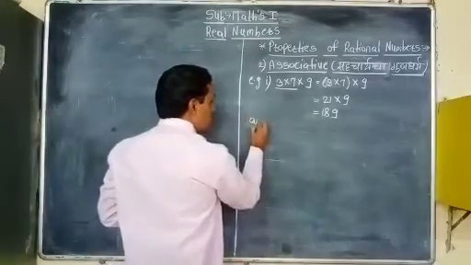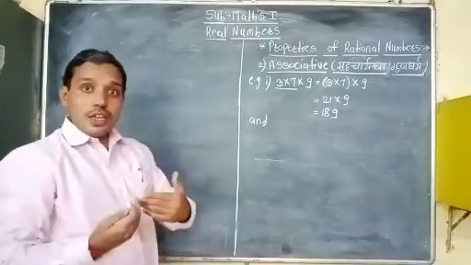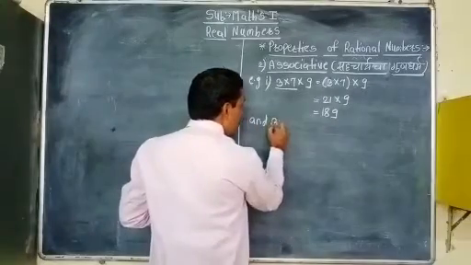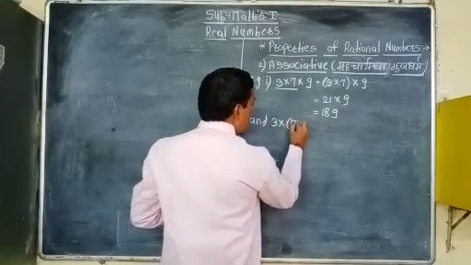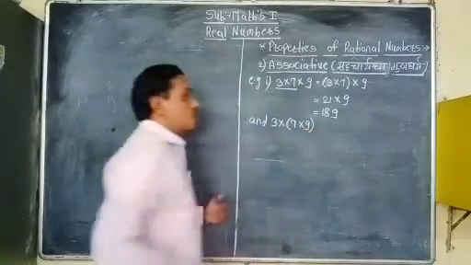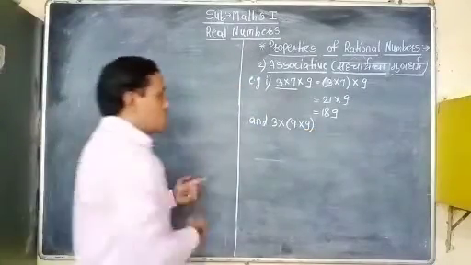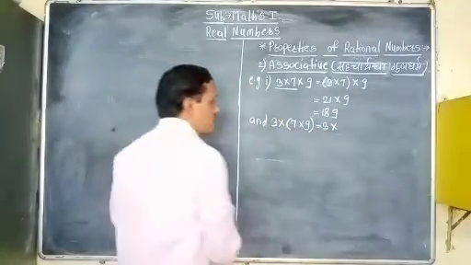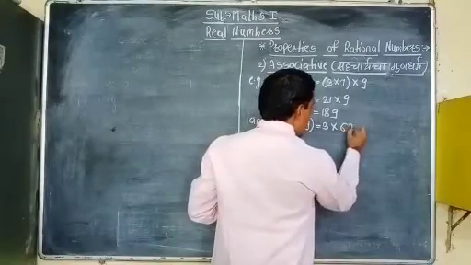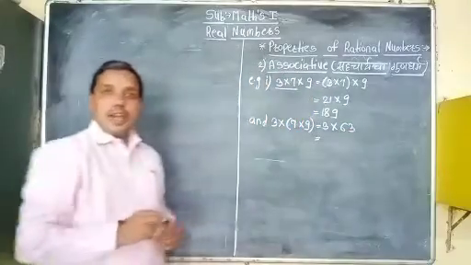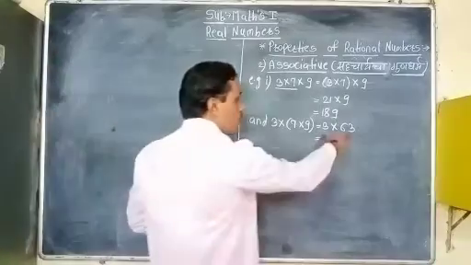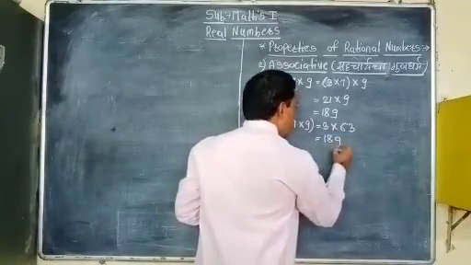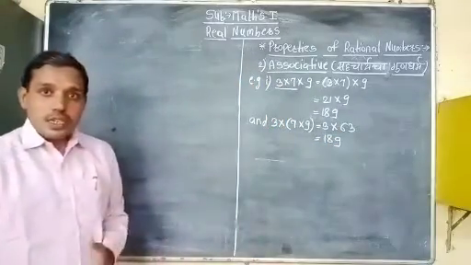Then we change the grouping: we group the 7 and 9 instead. So 3 into bracket 7 into 9. 7 nines are 63. And when we take the product of 3 and 63, we get the answer 189.